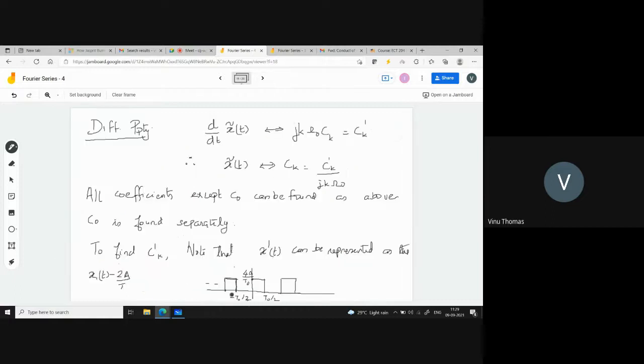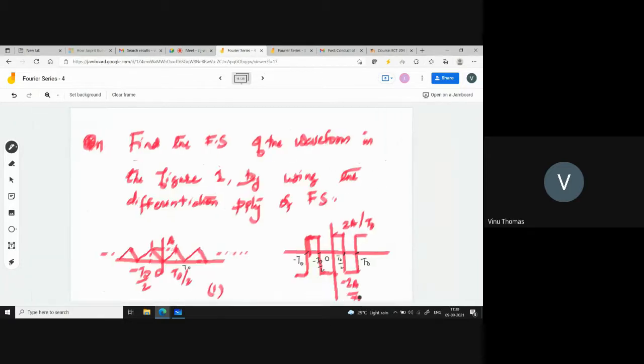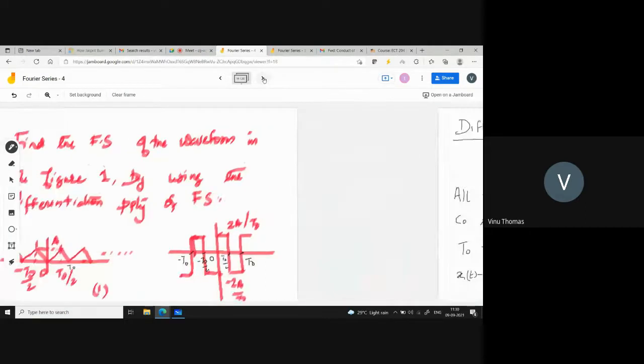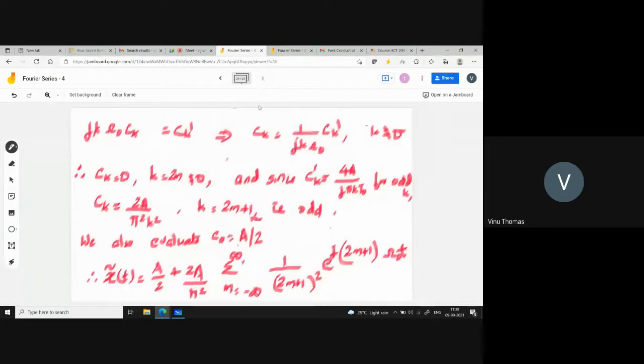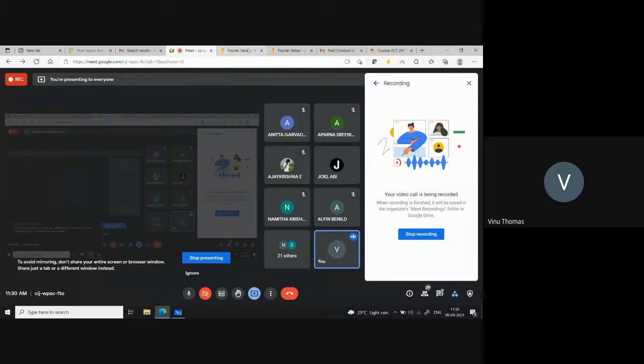Now you only need to look at this waveform, 4a by t0 from 0 to t0 by 2 and 0 between t0 by 2 to t0. You subtract 2a by t0, that will give you this waveform. Now I have not proved that here, so this is what you will end up with. I want you to work this out and find out what is the answer. Okay, so that is all about the questions on Fourier series.